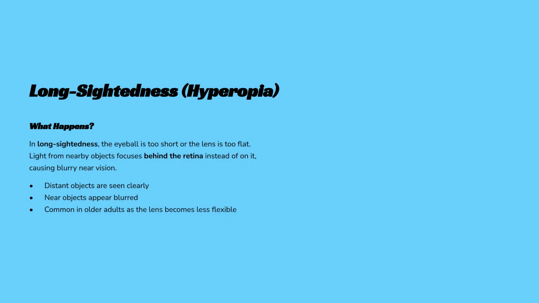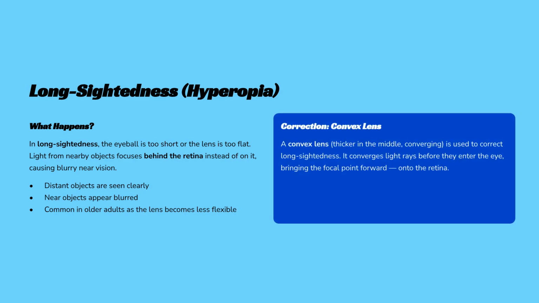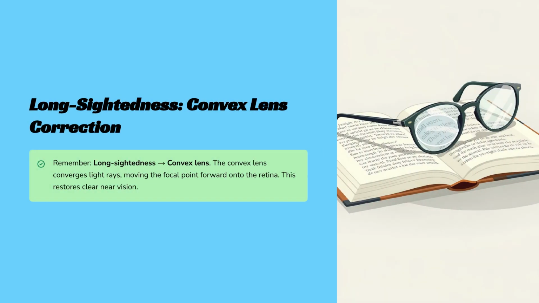Long-sightedness, or hyperopia, occurs when the eyeball is too short or the lens is too flat. Light from nearby objects focuses behind the retina. This is corrected using a convex lens, which converges light rays. A convex lens is used to treat long-sightedness by converging light rays before they enter the eye. This moves the focal point forward onto the retina, restoring clear near vision.